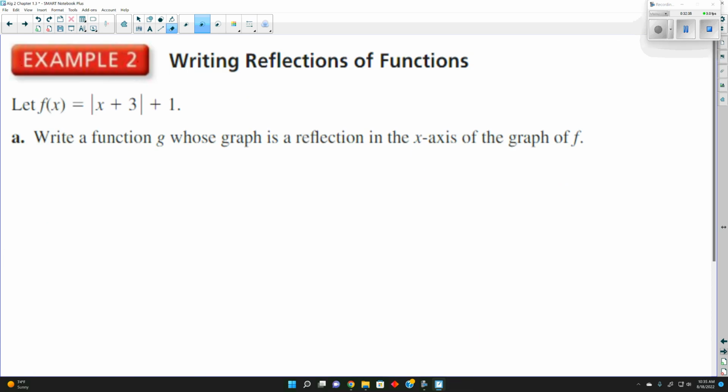So when we look at this first one here, we want to write a function g whose graph is a reflection across the x-axis of f. So a reflection across the x-axis, so g of x, or our y, across the x-axis is y equals negative f of x. Or for here, g of x is equal to negative f of x. We're applying that negative to the function to reflect it across the x-axis.